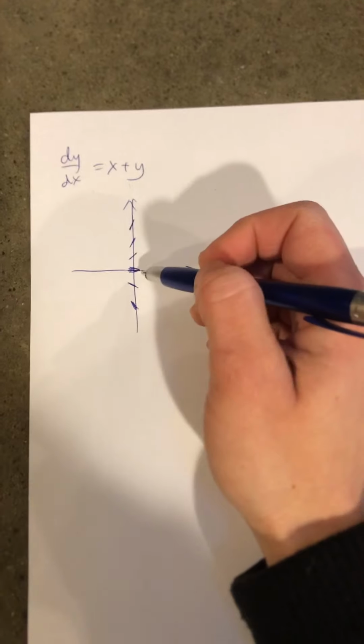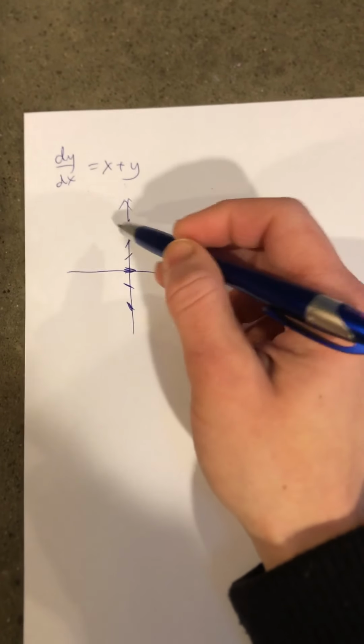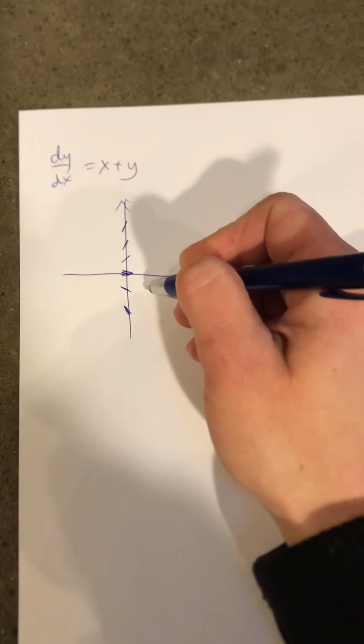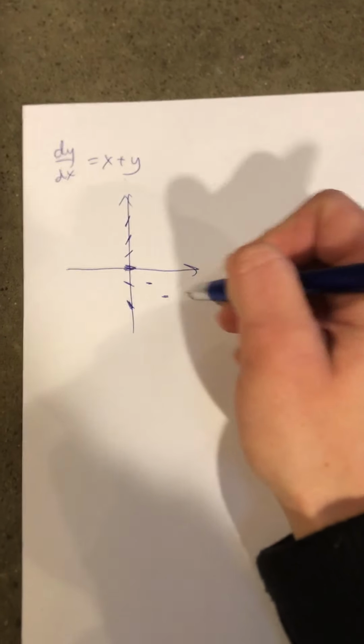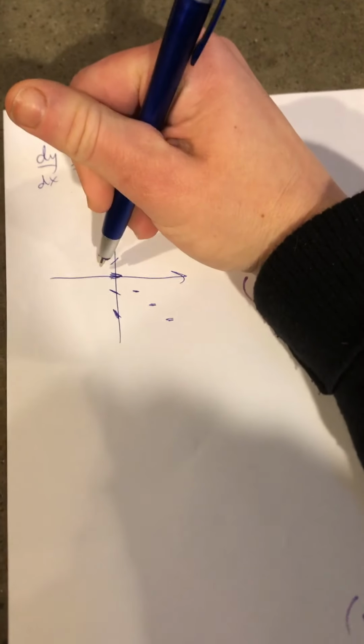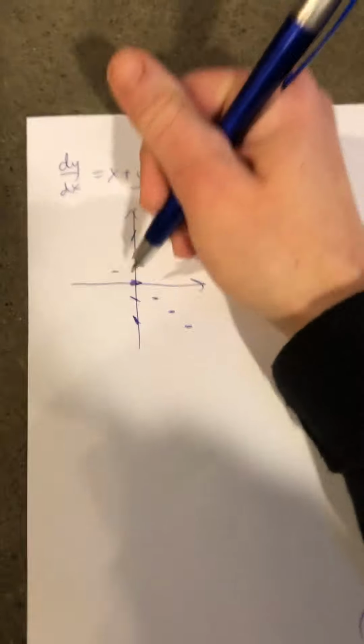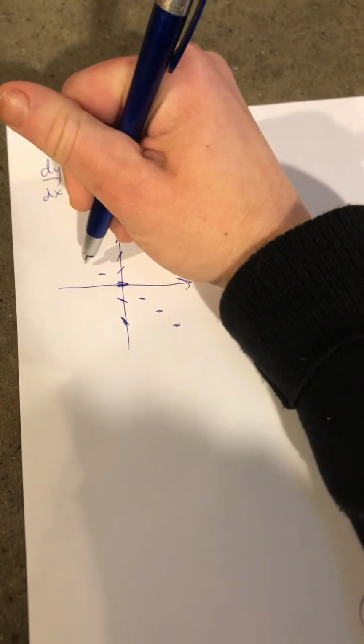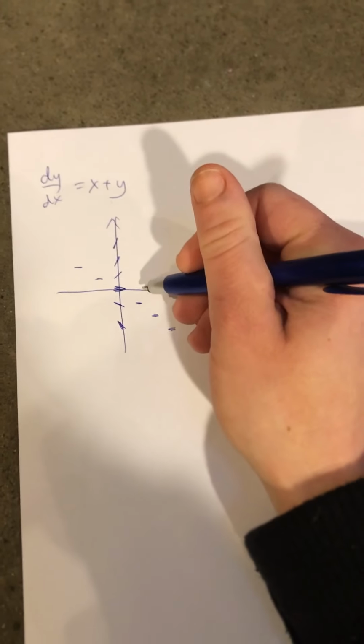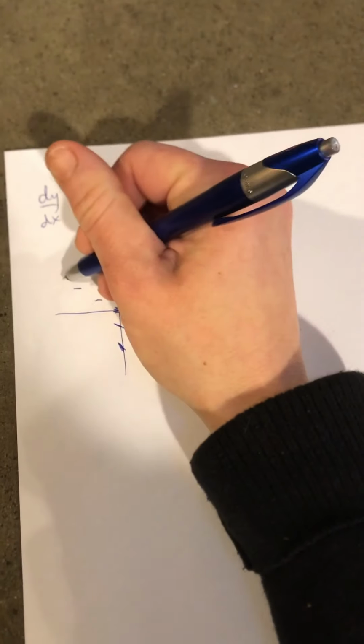Where else is the slope going to be 0? It's where x and y are opposites. So I can have x's and y's opposites along this line. If you were to plug in, let's say, -1, 1, you get 0. -2, 2, you get 0, or 1, -1, you get 0, and so on.